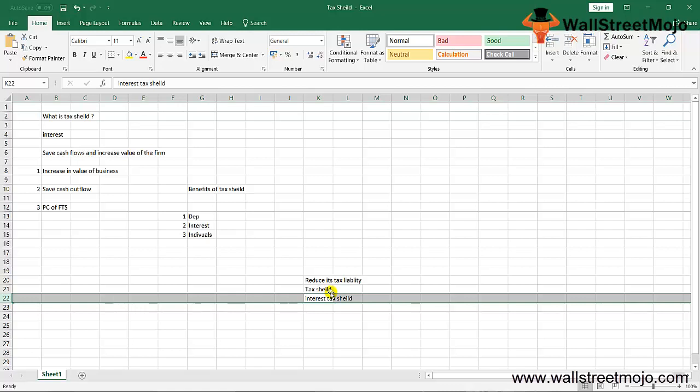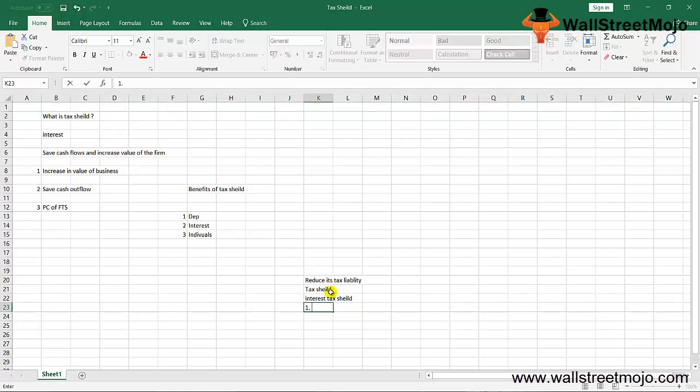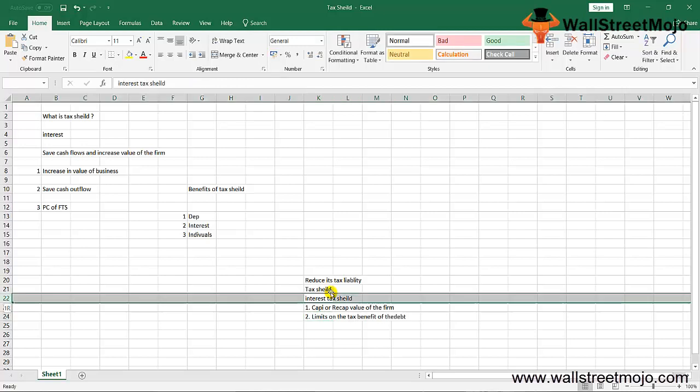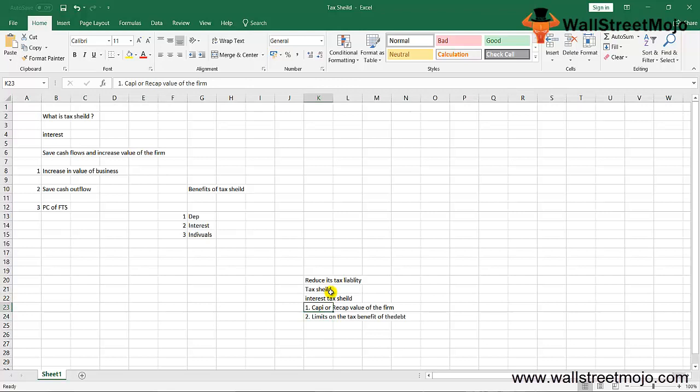See, first what you need to do in this particular case is you need to capitalize, or you can say recapitalize the value of the firm, and the second is limits on the tax benefit of debt. Now interest expense, as opposed to dividend and capital gain, is tax deductible. Therefore, the tax shield is an important factor. There are tax benefits derived from debt, and as we know the value of the interest tax shield is basically the present value of all the future interest tax shields.